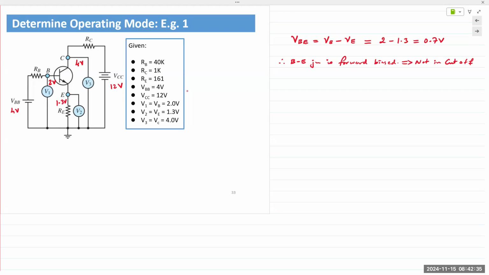So now we have two options, active and saturation, and we'll test both. So let's calculate VBC. And VB minus VC is what? Minus 2 volts. So it's minus 2 volts. That means the junction is reverse bias. If it's reverse bias, that means it is active.